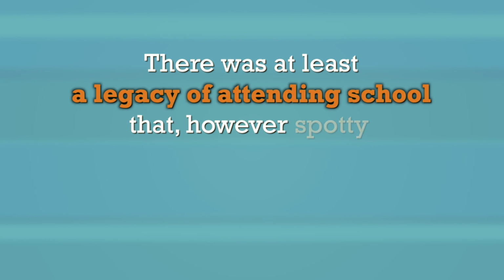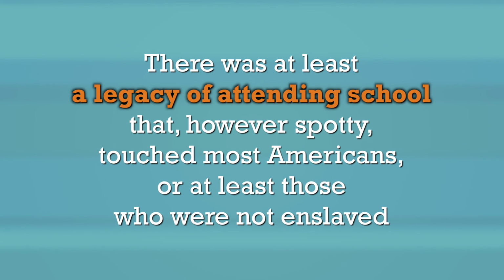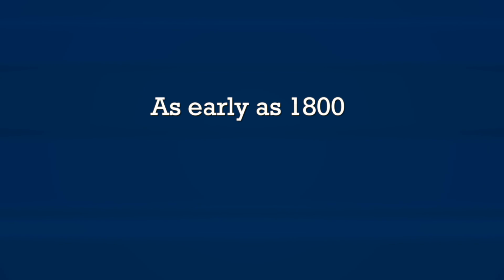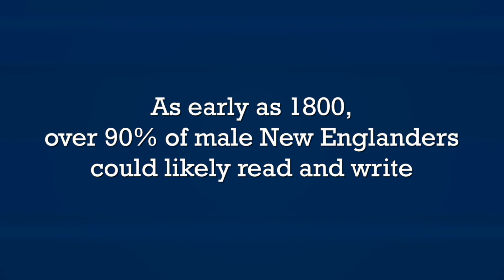There was at least a legacy of attending school that, however spotty, touched most Americans, or at least those who were not enslaved. For another, literacy was relatively widespread compared to European countries. As early as 1800, over 90% of male New Englanders could likely read and write, and female education was a growing endeavor in the early republic. So the problem wasn't about convincing people that schooling was necessary or that the 3 R's of reading, writing, and arithmetic were important. The trick was in convincing them that they should get that education together.